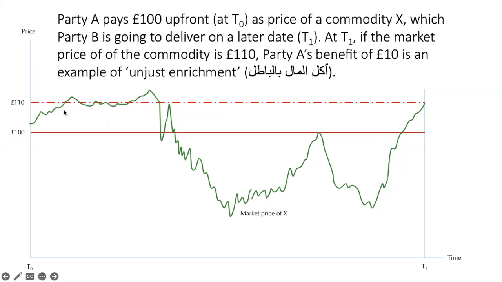So basically, look, at T naught, this was the market price. Party A pays £100 upfront at T naught as a price of a commodity, which party B is going to deliver at T1. Now at T1, the price of the commodity is 110. This means party B is worse off by £10. And basically party A in this case would get the delivery of the commodity and would sell it in the market and would earn £10. So these £10, is this an example of unjust enrichment, aklul mal bil batil?